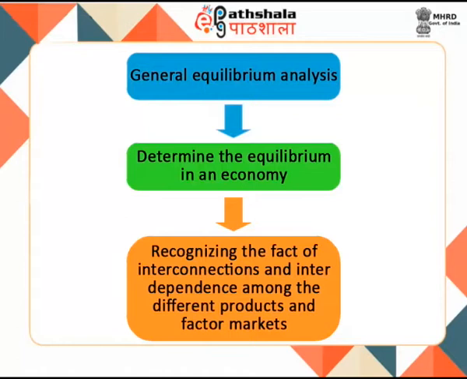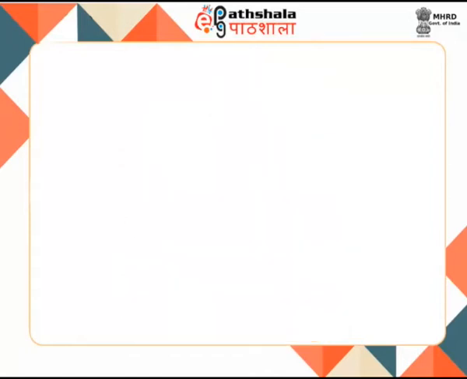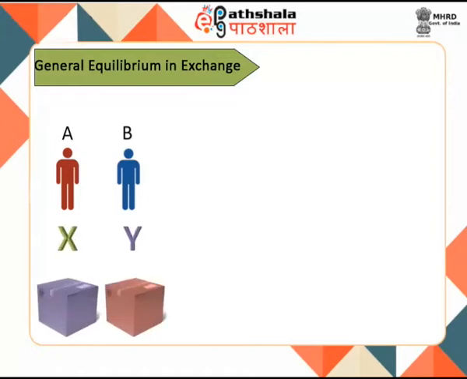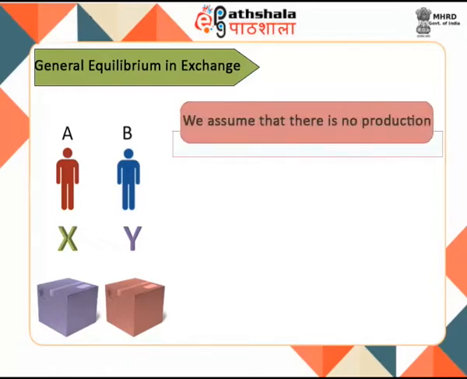In this section, we examine general equilibrium of exchange for a very simple economy composed of only two individuals and two commodities. Now we will discuss general equilibrium of exchange for a very simple economy composed of only two individuals, A and B, and two commodities, X and Y. In this exchange system, we assume that there is no production.